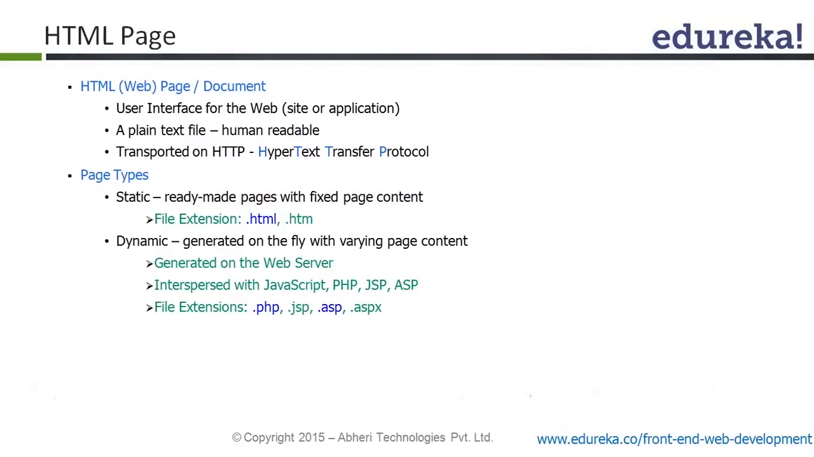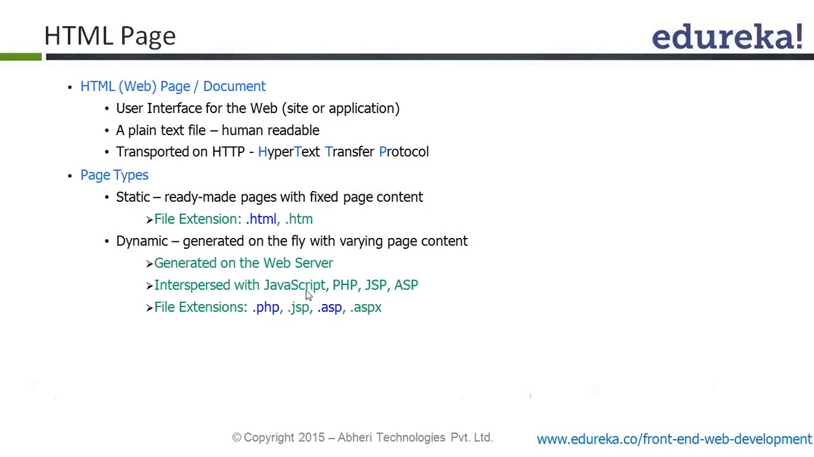Whereas HTML, the static web pages, are created once and stored in the web server, and every time the same content is served. Whereas in a dynamic web page, the content is not saved. It is generated on the fly as and when required. And basically in a dynamic web page, you will have some code.